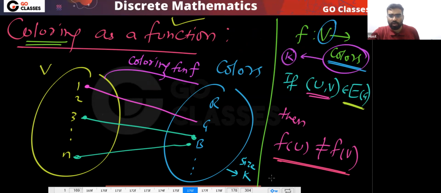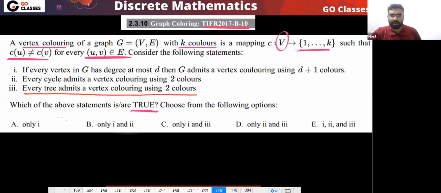So then this will be called K colorable. Then we can say this F is K colorable, because this is your coloring function. So this is the definition of colorable. This is not the definition of chromatic number.